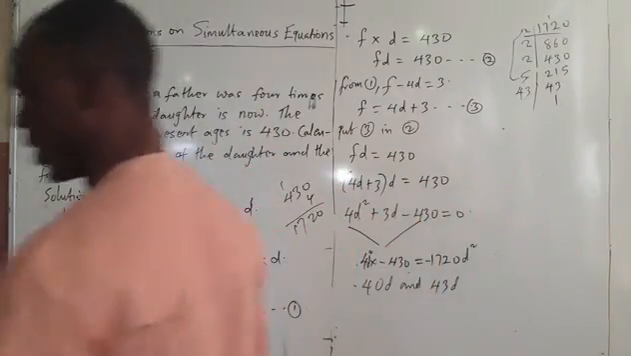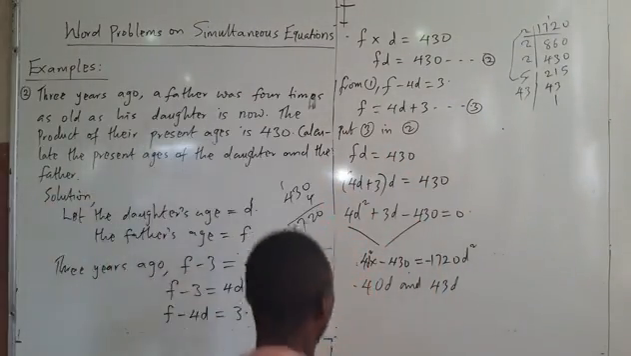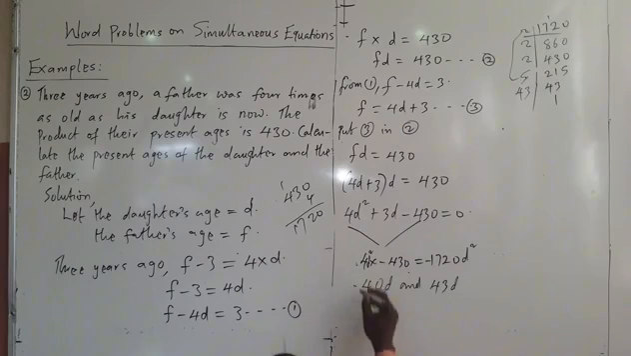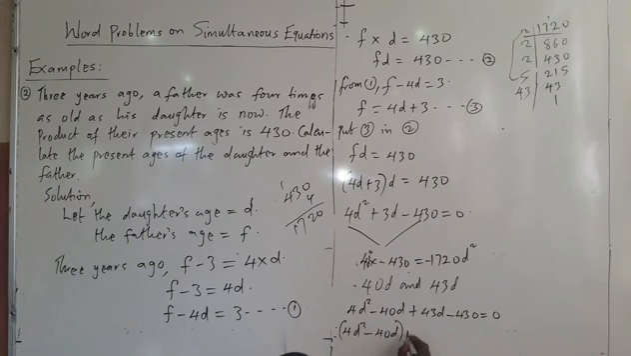So now we factorize by replacing 3d with minus 40d and 43d. So we have 4d squared minus 40d plus 43d minus 430 equals 0. So in our group, we have 4d squared minus 40d in a bracket, plus 43d minus 430 equals 0.